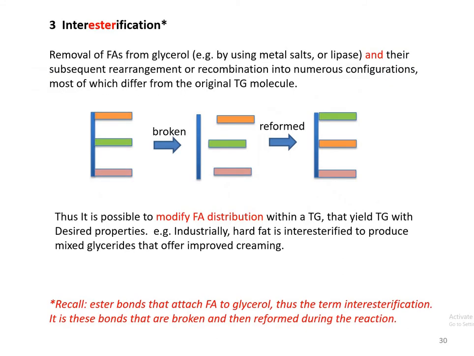Okay, then we have interesterification. This is removal of fatty acids. This is, remember, glycerol, the blue line, and then we have free fatty acid 1, fatty acid 2, fatty acid 3. So if you want to remove this, you break it down.